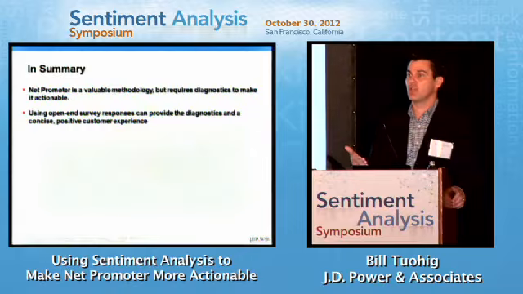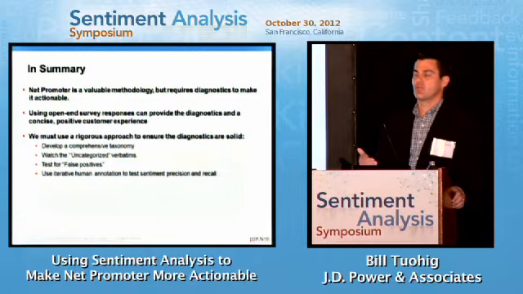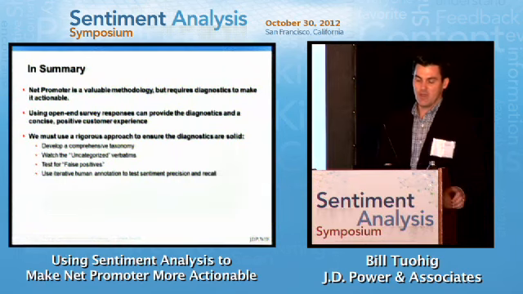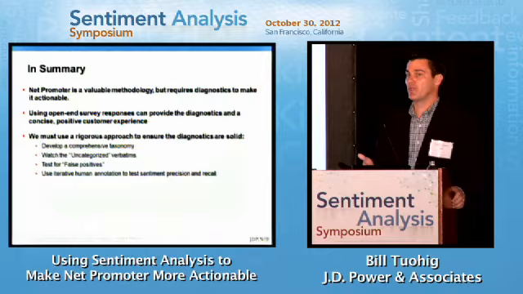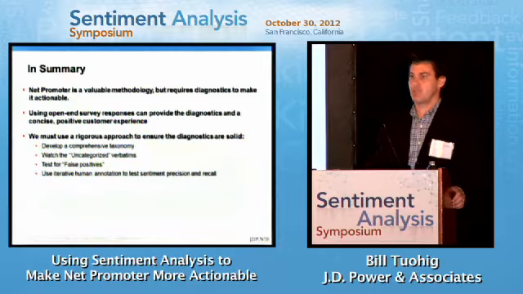let someone say whatever it is they want to, and then we can deal with whatever they say downstream from there. But of course, in order to do that, you really do have to take a rigorous approach and make sure you set things up the right way. You need that comprehensive taxonomy. You need to watch your uncategorized verbatims, make sure things are not bubbling up unexpectedly or newly emerging. You need to test for false positives, make sure that the data you're collecting really is about what you intend to measure, and then use that human annotation to test sentiment and iteratively dial it in to make sure that you've got solid sentiment that you can lean on.